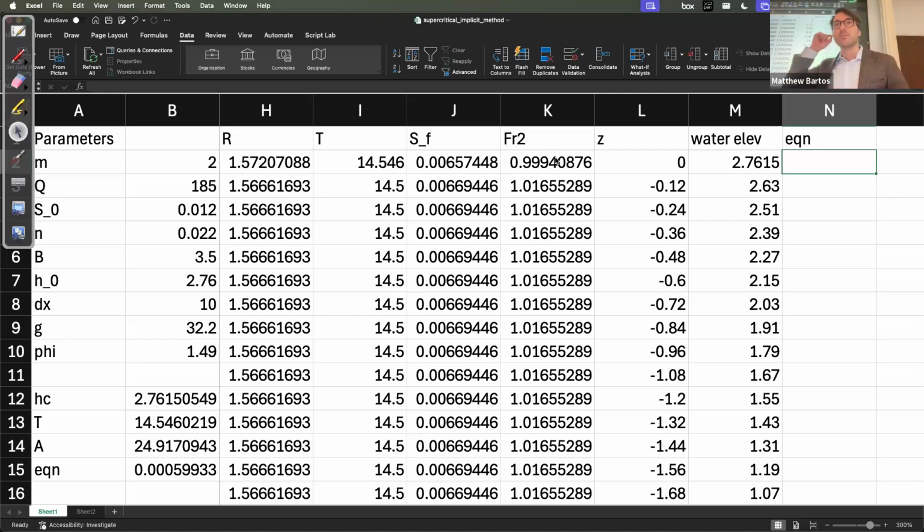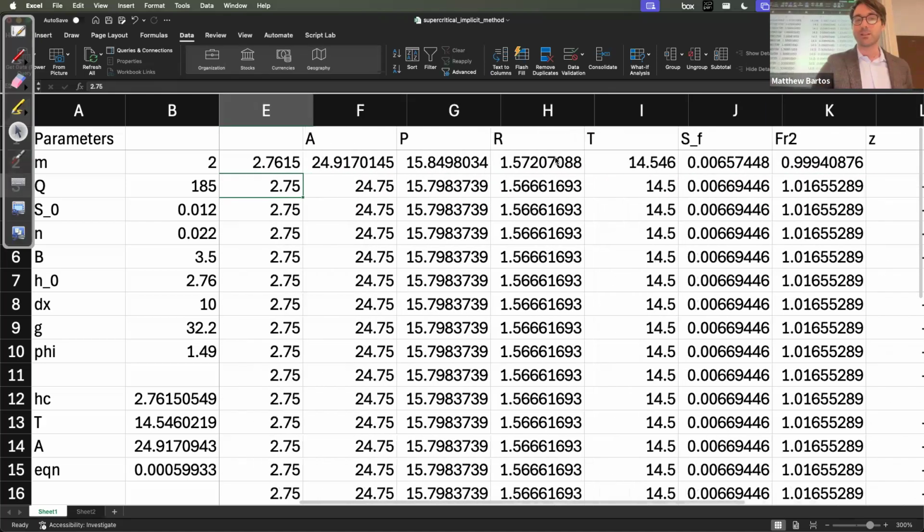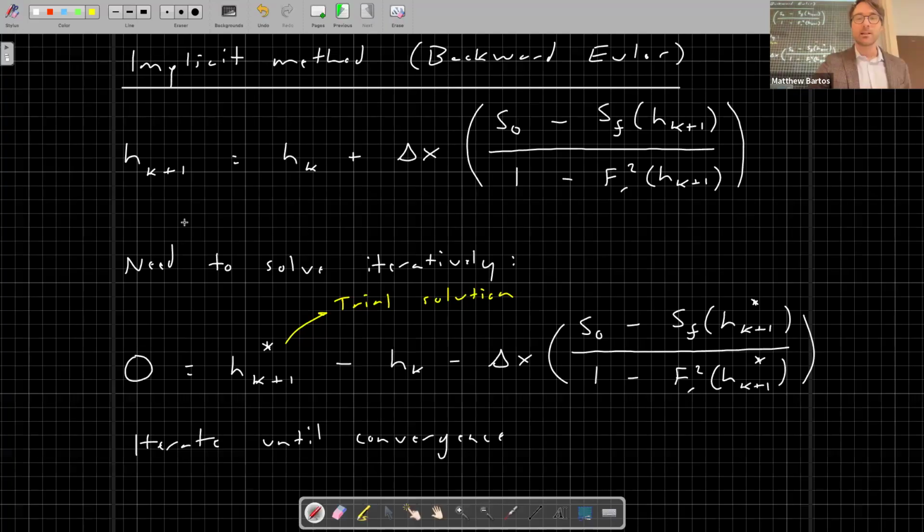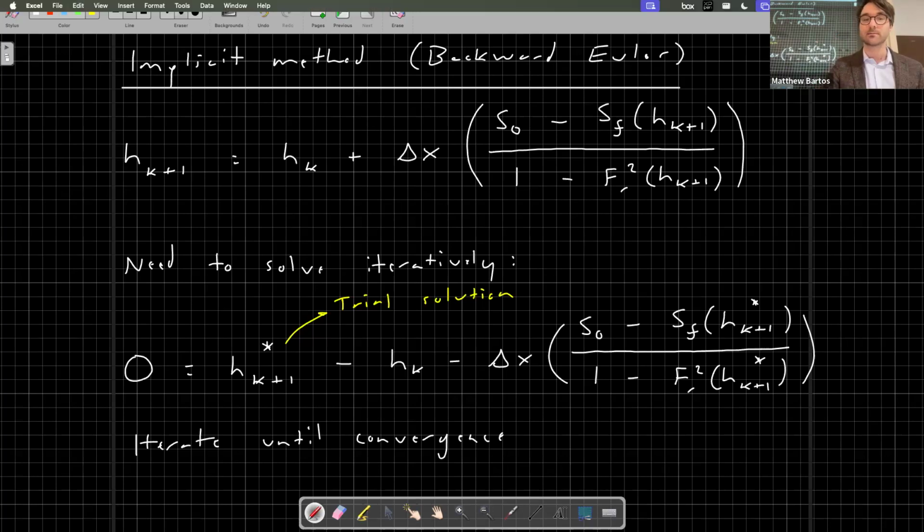All right, so the next thing we need to do is I'm going to set this value of our equation to 0 because we know that that is the correct depth. But for each of these subsequent rows, we need to solve this objective function. So we're going to take the depth at the next step minus the depth at the previous step minus this computed term here. And for each of those, we're going to iterate that row until convergence to solve for the depth. So let's go ahead and do that.